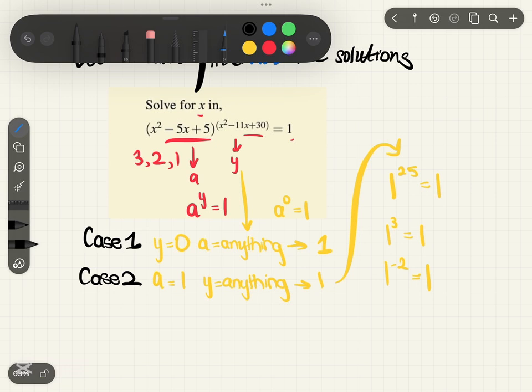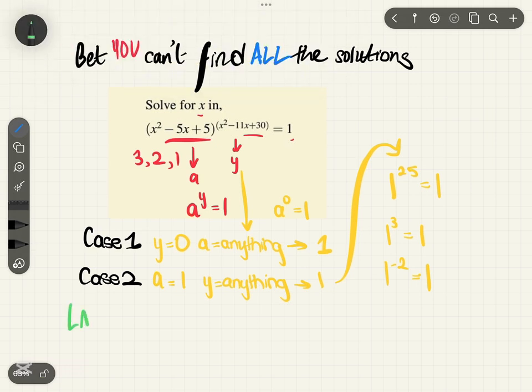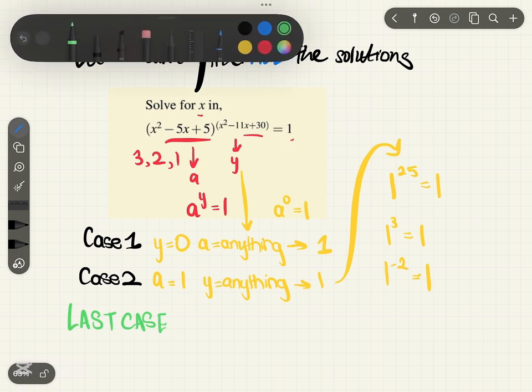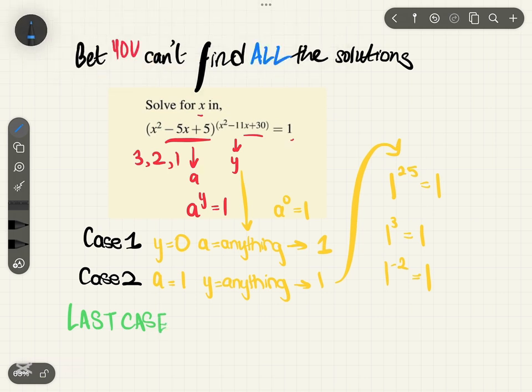The last case most people miss, but it is important to find the full set of solutions. The last case most people miss because they don't consider that a could be negative 1. Yes, a could be negative 1, but in this case, y would have to be an even number. This case makes sense with examples.